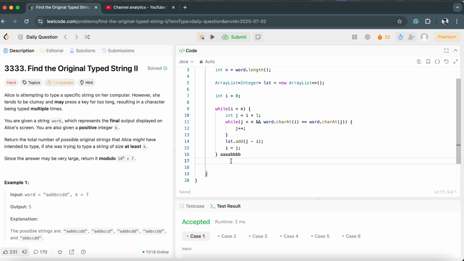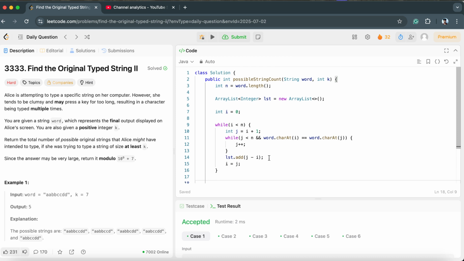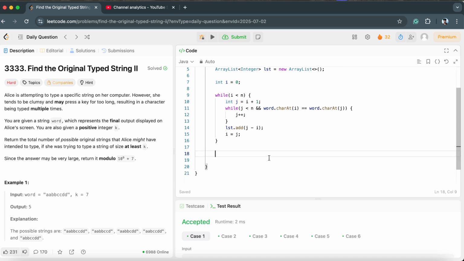So it is like 3 is the value that first gets added, then 4 is the value that gets added. Okay, this way the values are added into the list. Now we have created the list which will maintain all the frequency counts of each character.